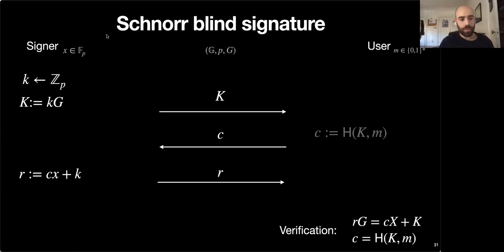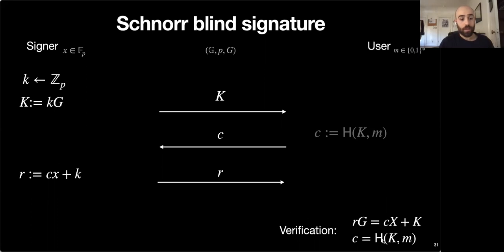What the signer is going to do is build a commitment, a random element K in ZP, and give the respective element in the group, G to the power of K, to the user. The user will pick a random challenge, specifically the hash of the commitment with the message, and then the server will give a response R, the linear combination of challenge times signing key plus the commitment. The user will check this equation in the group.